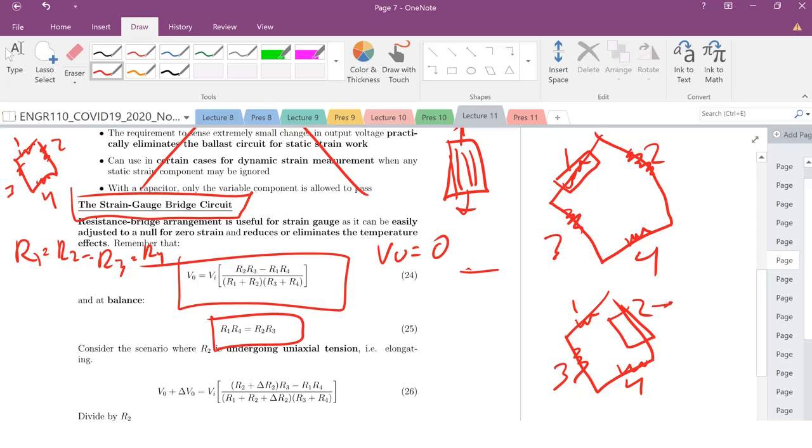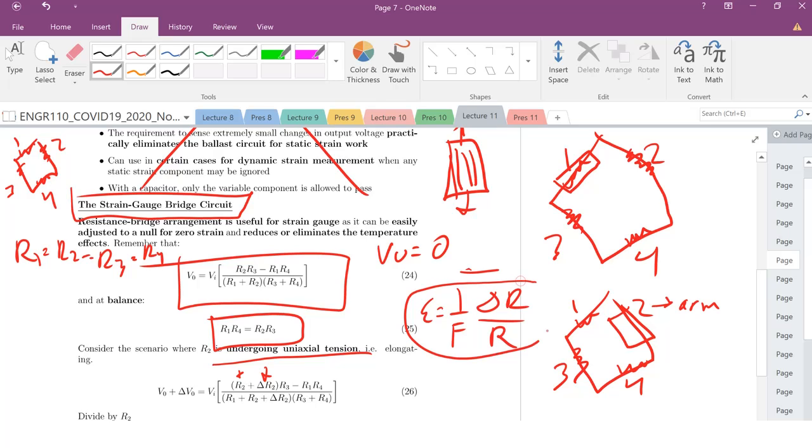So this is called the 2-arm of our Wheatstone bridge, undergoing uniaxial tension. We have our initial resistance, R2, and it's going to change by some amount because we have this relationship. Again, a super important expression. Remember this; we need to almost have this memorized at this point, which is 1 over F, the gauge factor, times the change in resistance over some resistance R. We're going to correlate our strain with some change in resistance. So that is what's happening here.